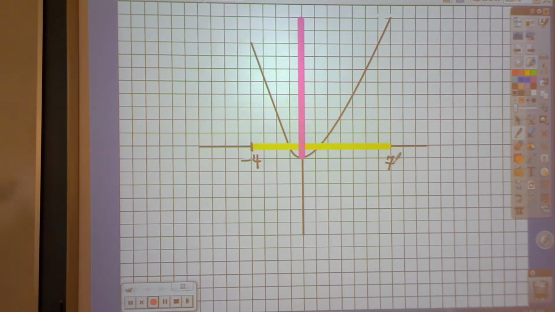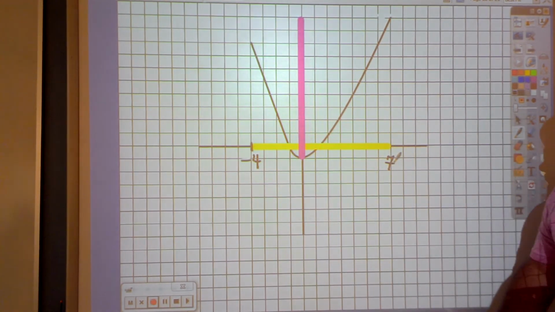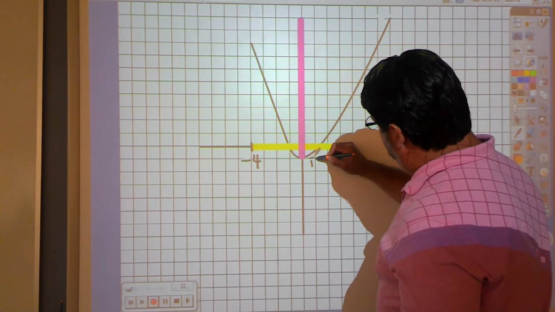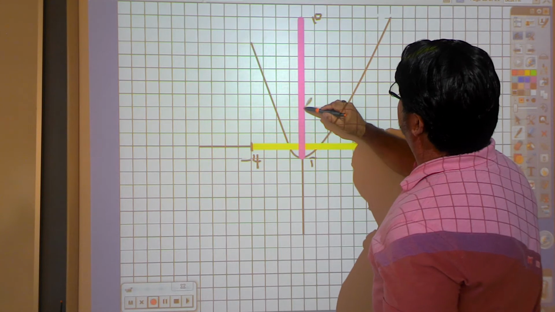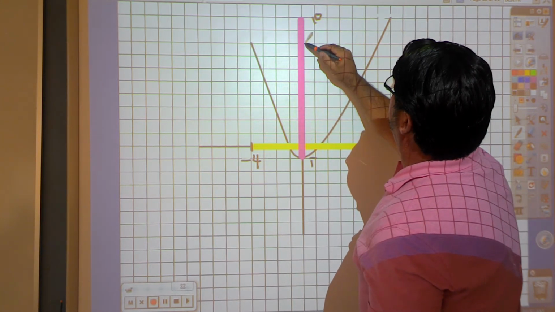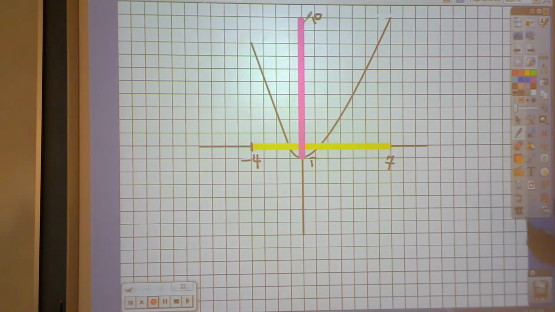Now what's our range? -1, 1, 2, 3, 4, 5, 6, 7, 8, 9, 10. That's all there is to it.